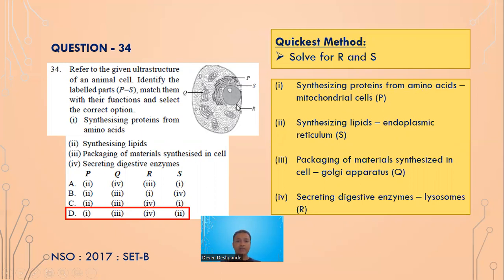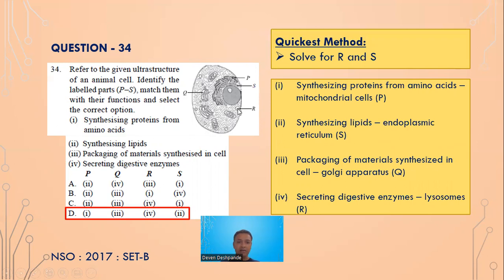Then what is S? S is endoplasmic reticulum, isn't it? Their function is to synthesize lipids. Then what is Q? Q here is the Golgi apparatus. It is packaging of material synthesized in a cell. Whatever you synthesize, it packages that to a common blob or common material, which is the Golgi apparatus.